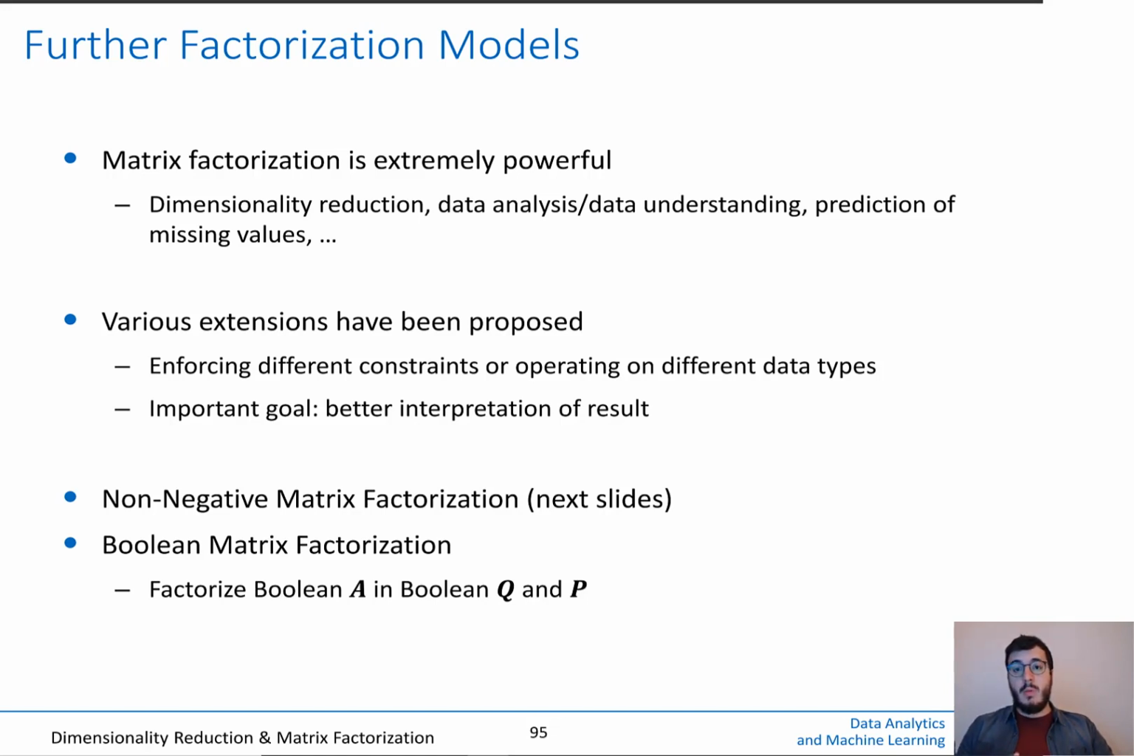We also saw that one of the main applications of matrix factorization is to predict missing values. And this was the running example where we were trying to predict the missing ratings of users and items. Using this, we could then build a recommender system.